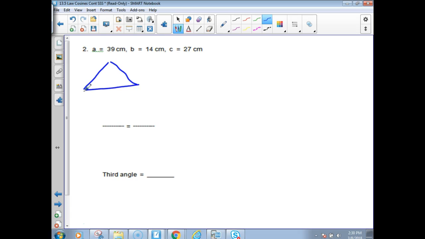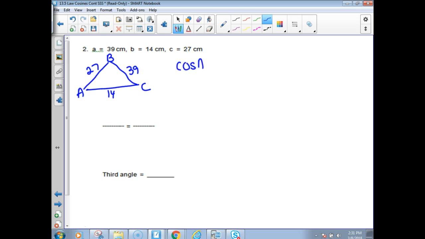Nice little sloppy triangle. Label angle A, side A. Label angle B, side B. This is so not to scale. C and 27. Not to scale at all. Oh well. But what I'm going to find is angle A because it's opposite the largest side. Okay, so I look for the largest side, find that angle.